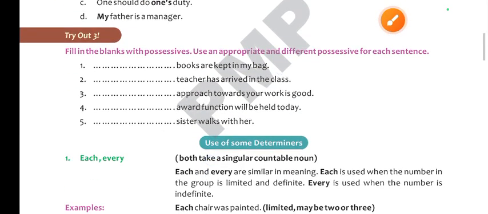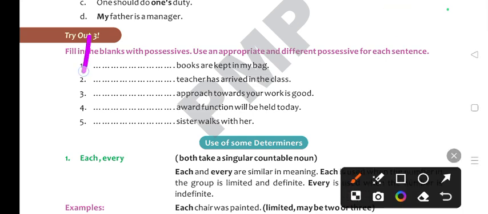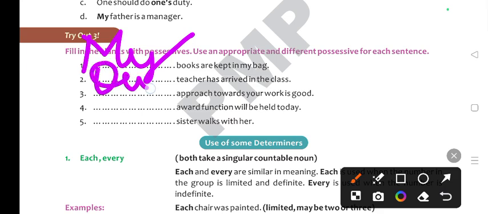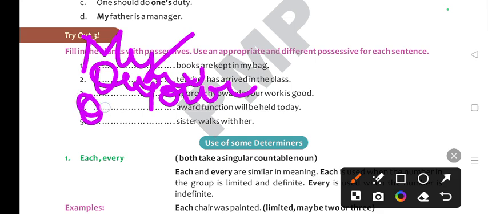So let's solve try out 3. My books are kept in my bag. Our teacher has arrived in the class. Your approach towards your work is good. Our award function will be held today. Her sister walks with her.